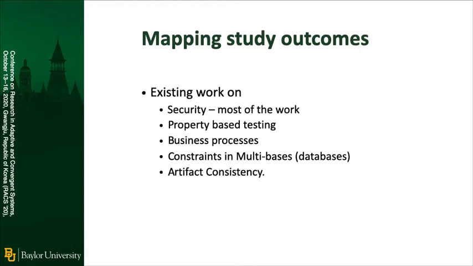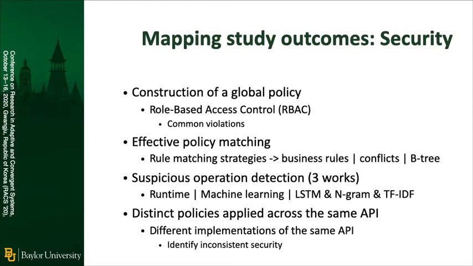Security, most of the work that we have found. Property-based testing, business processes, constraints in multibases, in databases. However, we try to avoid looking into databases since it's just a single part of the 3-tier architecture, or it is even below that. And then artifact consistency, an interesting direction as well.